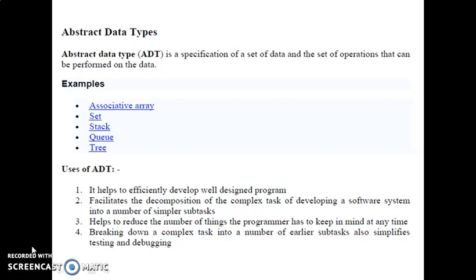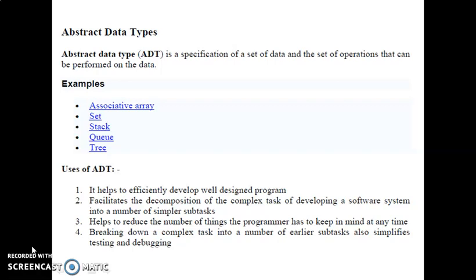Use of this ADT helps to efficiently develop well-designed programs. It facilitates the decomposition of the complex task of developing a software system into a number of simpler subtasks. Suppose you have a complex task; the task is divided into many tasks. You complete each task and you get the result. It helps to reduce the number of things the programmer has to keep in mind at any time. Suppose with bulk data or a complex task, the user has to understand and maintain many things in mind, so everything collapses. So it reduces the number of things.